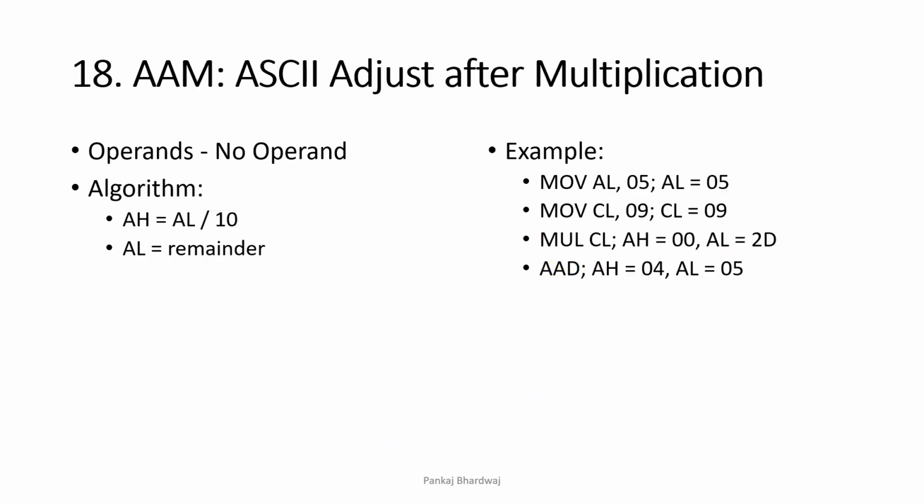The last command is AAM, ASCII adjust after multiplication. So the algorithm is simply AL divided by 10. Let's take an example. If we want to multiply 05 with 09, then the result will be 45. So 5 into 9, that will be 45.